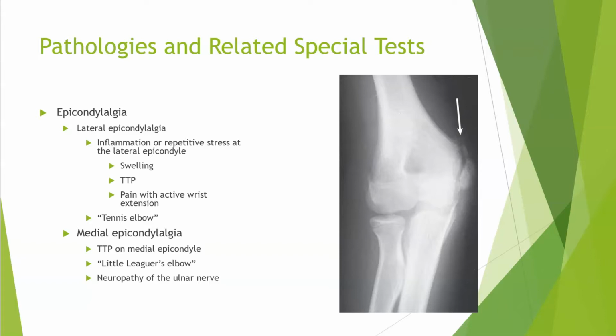If you have it on the medial aspect, you might hear it as little leaguer's elbow, or if they get that kind of numbness and tingling, neuropathy of the ulnar nerve. And that's just when you kind of either are hitting that nerve repeatedly, or if the muscles around it are swollen and are pushing on that nerve, causing that neuropathy distally for that patient.